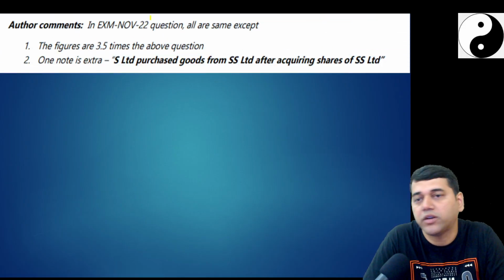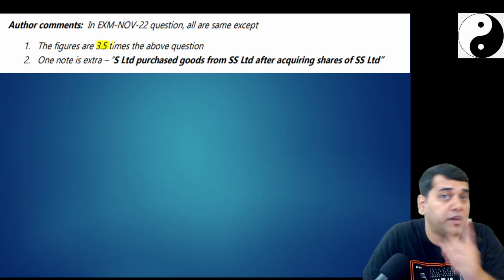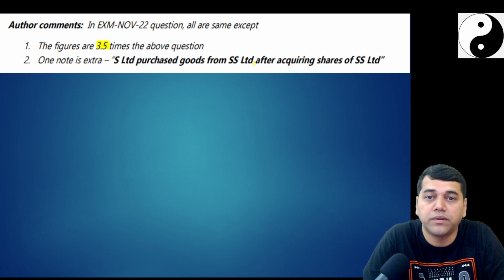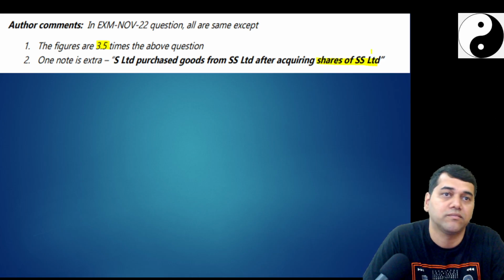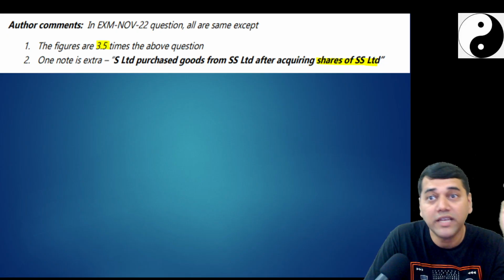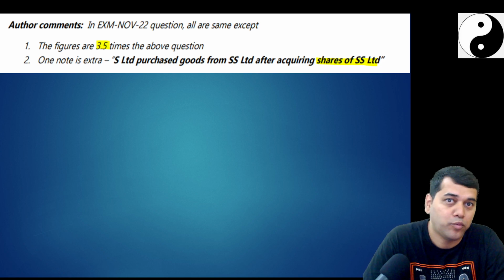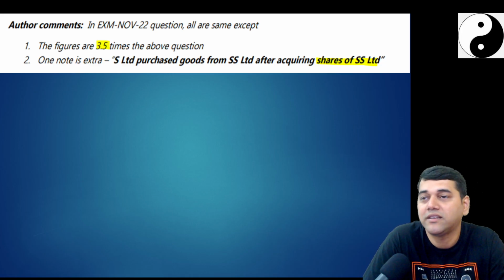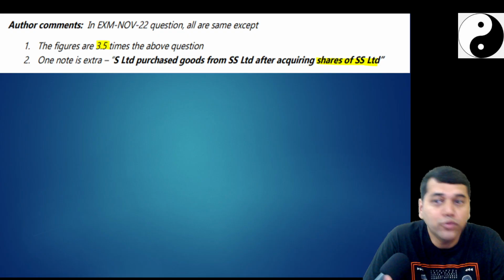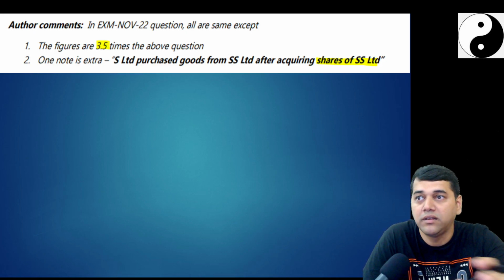Now, exam. In the exam of November 22, all is the same except the figures are 3.5 times the above question, and one note is extra. S Limited purchased goods from SS Limited after acquiring shares of SS. That means this was not a pre-existing relationship. It was an intercompany transaction post-acquisition, which we assumed here. Possibly, it could have been done in June and it's still lying. And see one more thing, students. You get questions like this where the figures are 3.5 times, or double, that's fine.